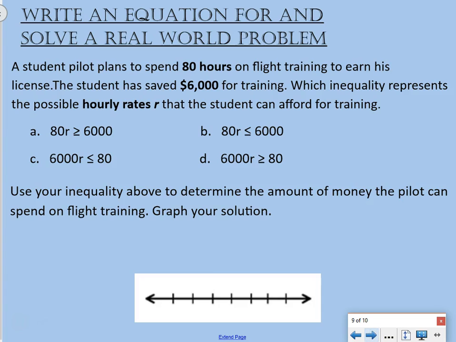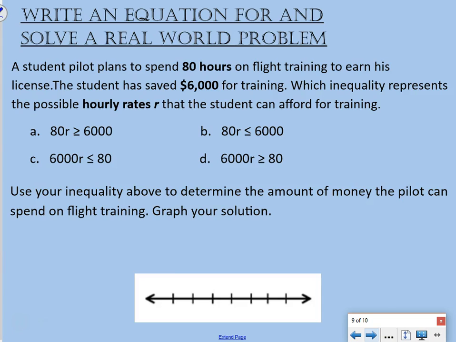Write an equation for and solve a real-world problem. So, a student pilot plans to spend 80 hours on flight training to earn his license. The student has saved $6,000 for training. Which inequality represents the possible hourly rates that the student can afford for training? So let's go through and just box our keywords.